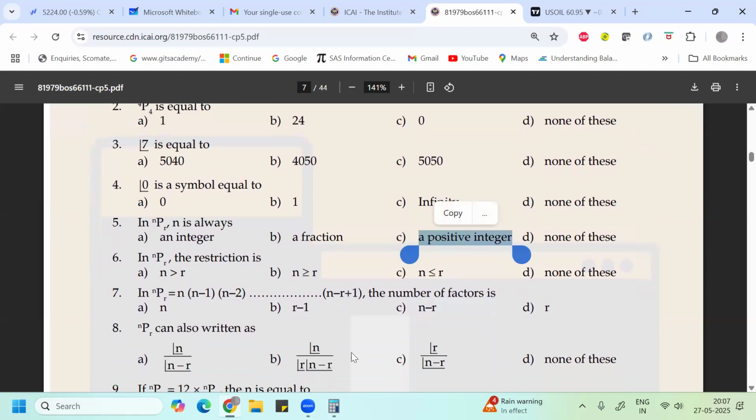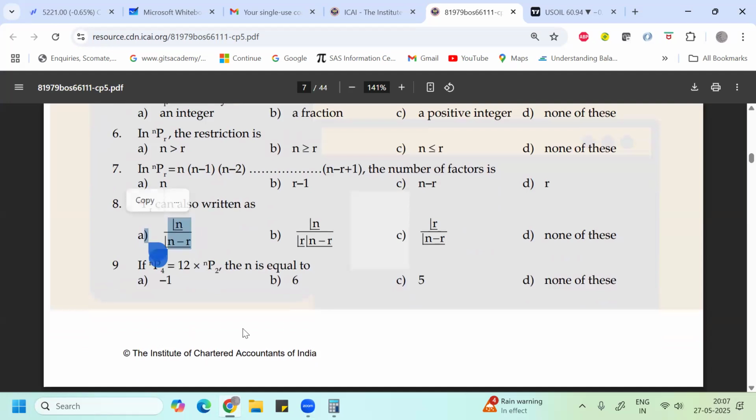In nPr, the restriction is that your n should be greater than or equal to r. Option B. Okay, this is question number 7. Like I have already discussed, in nPr, how many factors are there? Total r factors are there. So in nPr, the last factor would be n minus r plus 1, and you write the factors till r places. In nPr, the formula is n factorial by (n minus r) factorial. Option A.